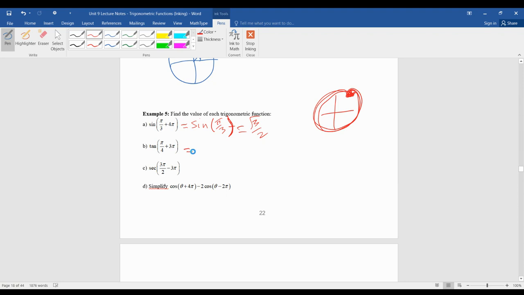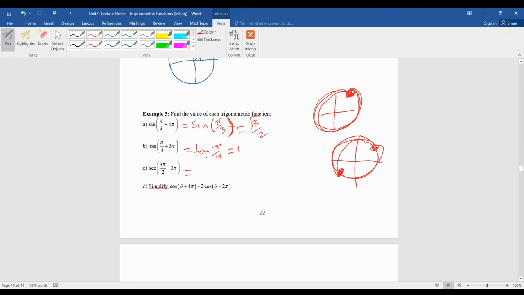Let's do the tangent. We said its period is pi. Tangent of pi over 4 is somewhere here. If you add pi, it will be this point here. Tangent of pi over 4 is 1. After you add a pi, the tangent would be 1 again, and after you add another pi, 1 again. So tangent of pi over 4 plus 3 pi is the same as tangent of pi over 4, which is 1.